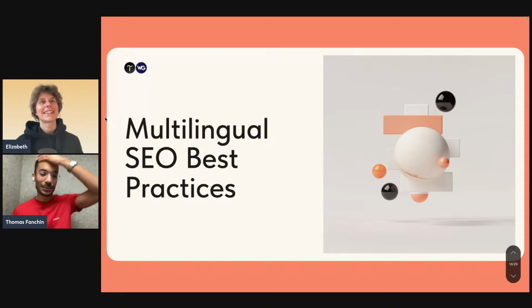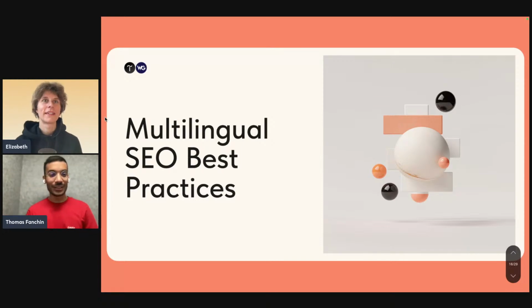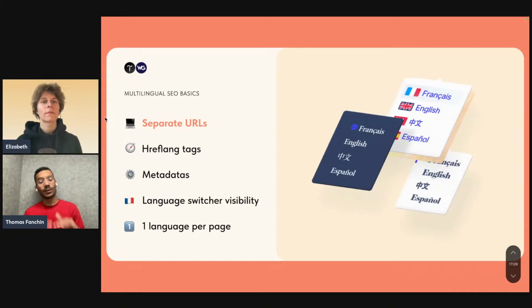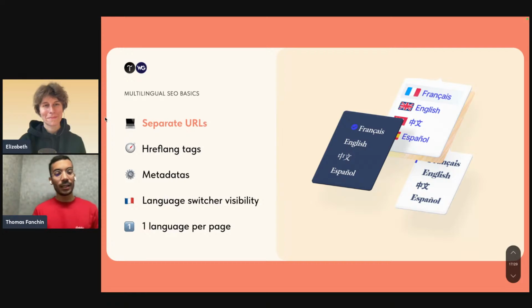Of course, it's a complex topic because there are a lot of subtopics in it, and there are a lot of guidelines, things to cover. But we are going to try to keep it short and to try to answer all of your questions. So if we can move to the first slide. We are going to go through all the multilingual SEO basics: having separated URLs, hreflang tags, metadata. I will give you some tips too about language feature visibility and having one language per page.